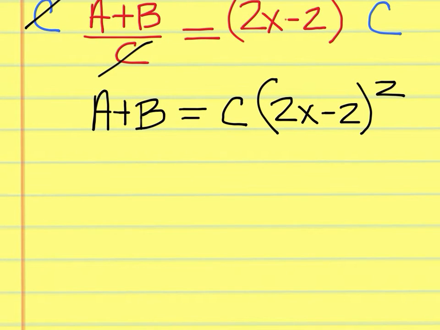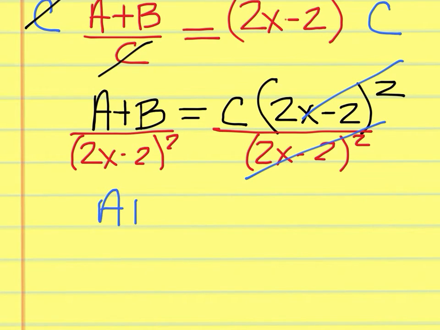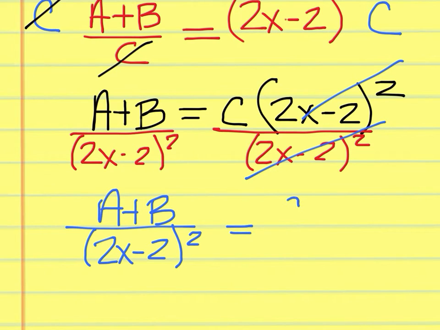Now, to get c by itself, it is attached by multiplication to the quantity squared of 2x minus 2. So we must divide both sides by the quantity squared of 2x minus 2, and cancel that out. On the left, you have a plus b over the quantity squared of 2x minus 2. On the right, you have c by itself.